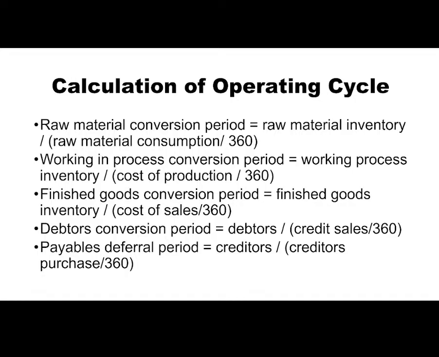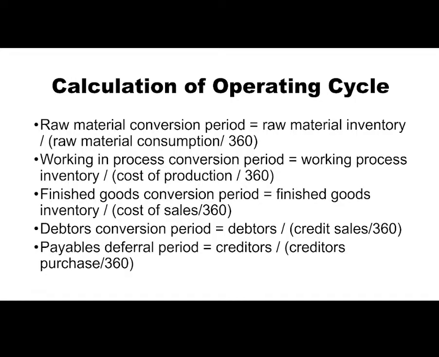We also have the debtors conversion period, the time taken to convert the debtors to cash. So it represents the average collection period, whereby we have the debtors, we divide by the credit sales divided by 360. Then you also have the payables deferral period, the average time taken by the firm to pay its suppliers or the creditors. So you have the creditors divided by the credit purchases divided by 360. All that we are going to calculate to obtain the working cycle or the operating cycle.